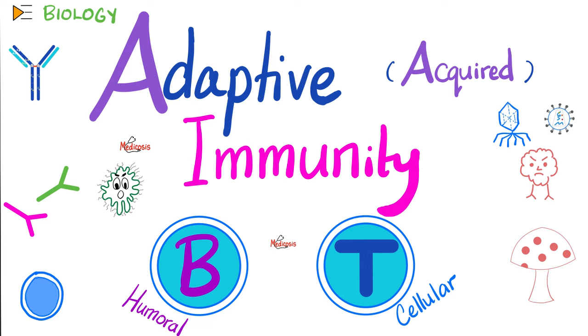In previous videos, we talked about the innate immunity. Today, it's time to turn our attention to the adaptive or acquired immunity. It's time to talk about these lymphocytes. B lymphocytes for humoral immunity. T lymphocytes for cell-mediated immunity.